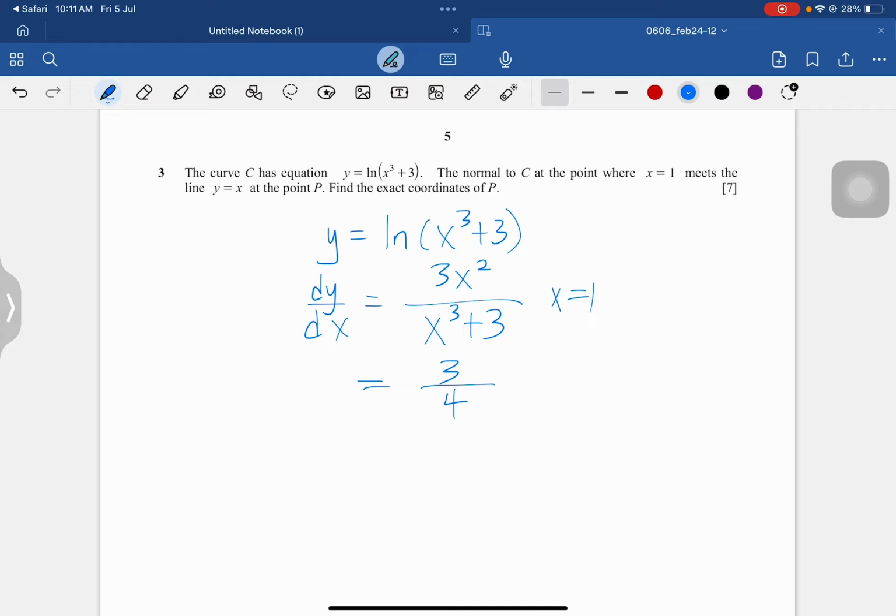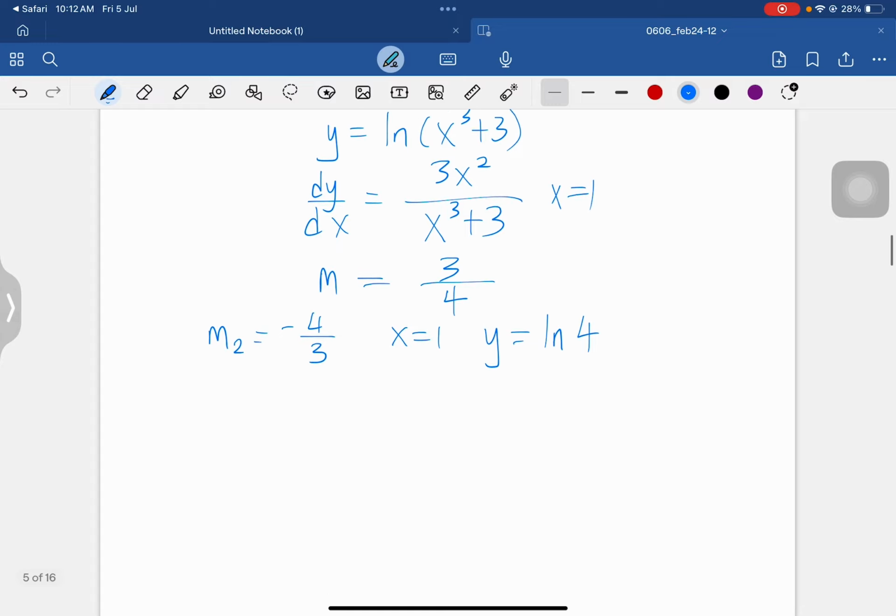Since they mentioned normal, this dy/dx stands for the gradient of the tangent. Gradient of normal, flip and times negative, minus 4 over 3. And when x equals 1, sub into the curve equation, y will be ln 4.